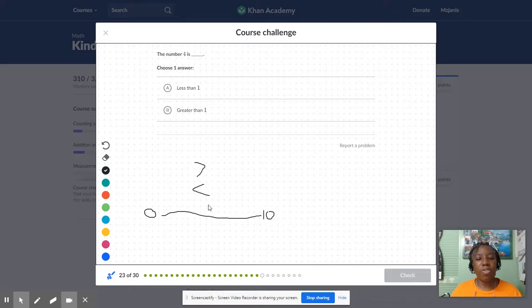And you start. Anything that's going this way, this is the nose of the arrow. Let's do this color here for the nose of the arrow. Anything that's going towards the 0 means less than, and any nose that's going towards the 10 is greater than. That's just the symbol. And then it says, see right here, the number 4 is, choose one of the answers, less than 0 or greater than 0.